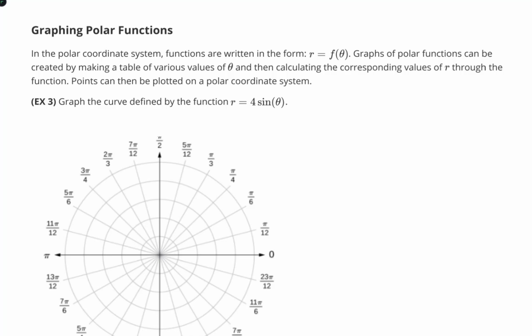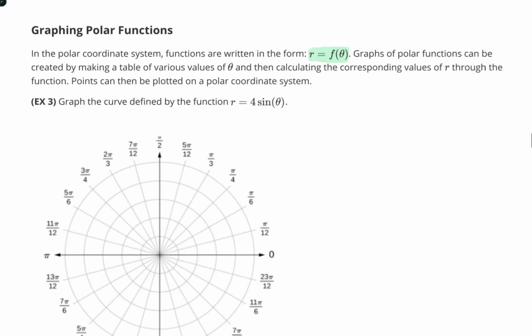In the polar coordinate system, functions are written in the form r equals f of theta. Graphs of polar functions can be created in the same way that we do with rectangular equations, by taking different values of theta, plugging it into our equation, and calculating the corresponding values of r. Then we plot those points on a polar coordinate system. Now, these are generally a little bit difficult to draw simply because you need a lot of sample points in order to see a good picture.